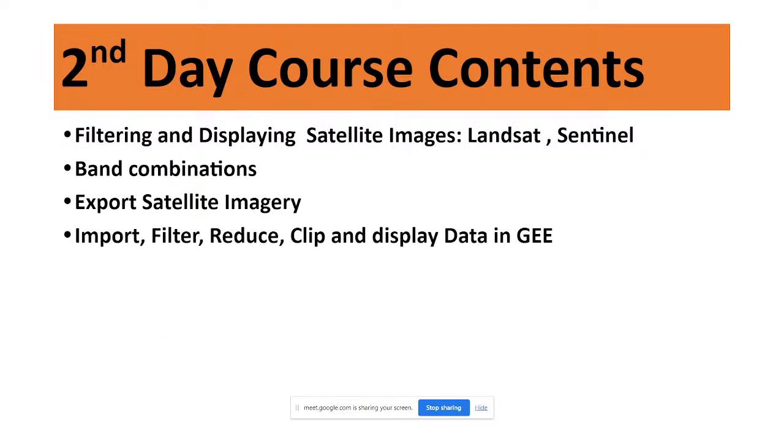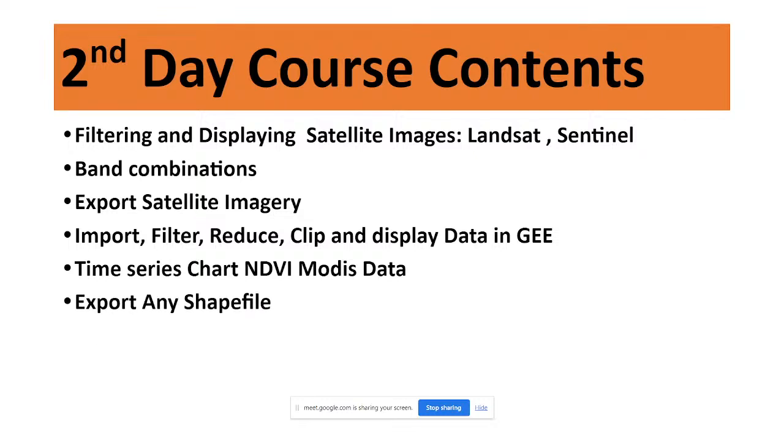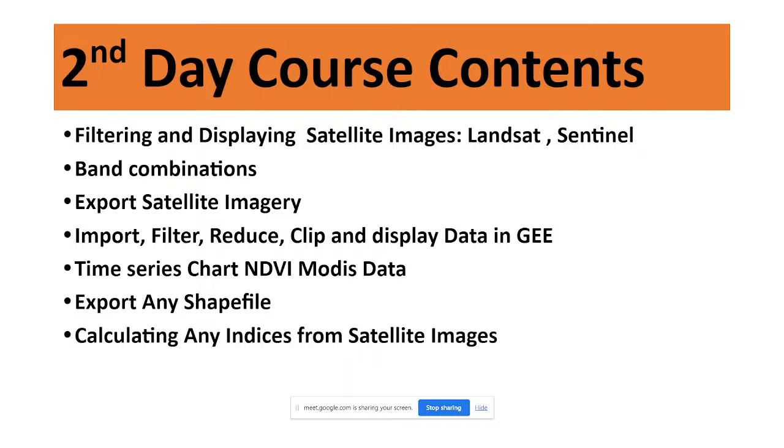Then how we can import, filter, reduce, clip and display the data in Google Earth Engine. Then how we can make a time series chart of NDVI using the MODIS data. Then how we can export any shapefile from Google Earth Engine, and how to calculate indices from the satellite images, okay?